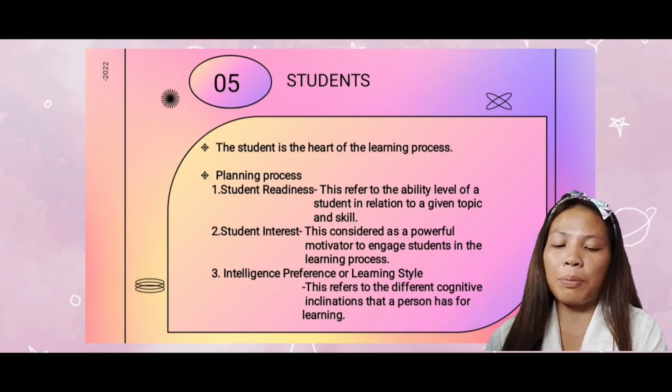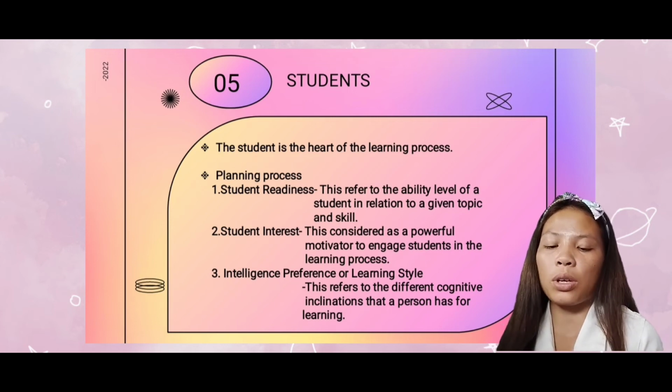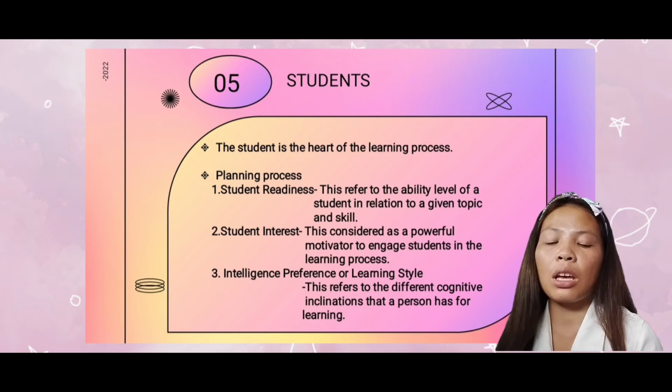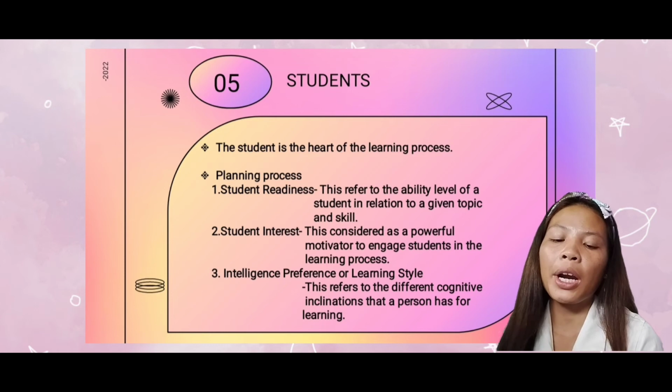Next is, in the planning process, student interest. So this is important because this is considered a powerful motivator to engage students in the learning process. Some students may be interested in superheroes, while others may be fascinated by cartoon characters. Capturing students' interest is important for them to be academically engaged and to perform well in the subject. This can be done by identifying their interest and incorporating this in the lesson, or by providing engaging activities that will focus their attention on challenging or boring topics.